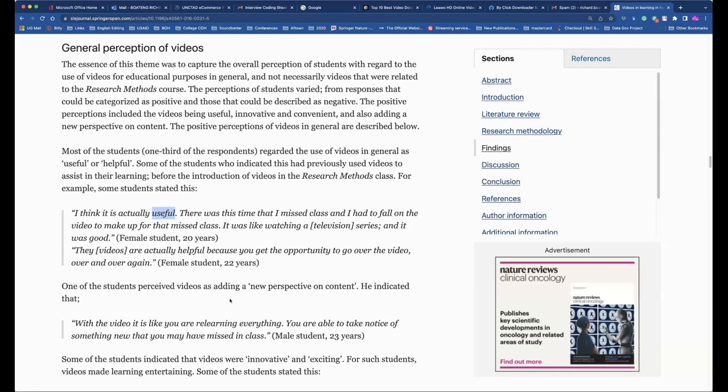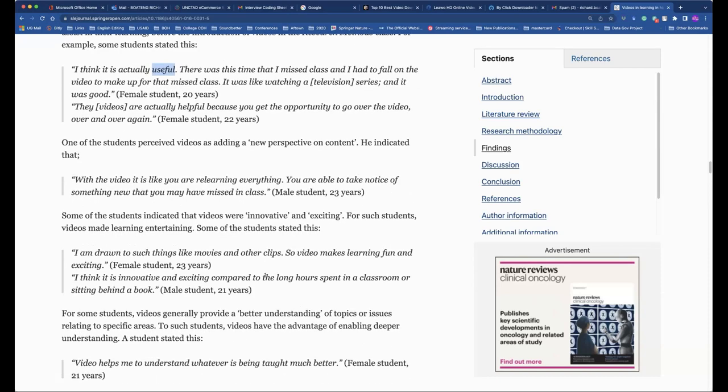One of the students perceives videos as adding a new perspective on content. So he indicated that, then you look at what the person said. He didn't even say anything. He said, with the video, it is like you are relearning everything. You are able to take notice of something new that you missed in class. So it's a new perspective on content.